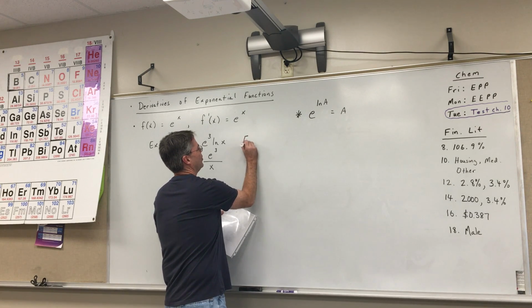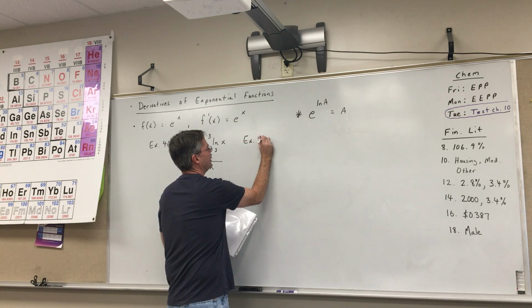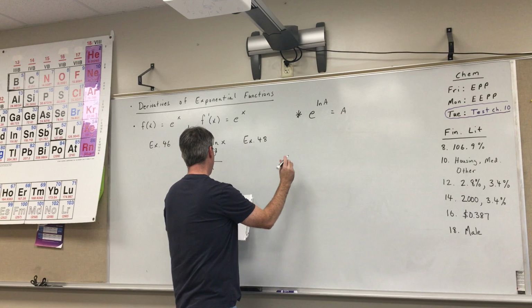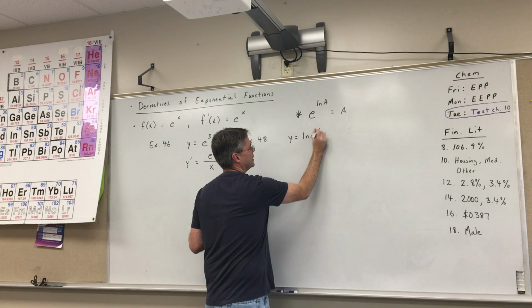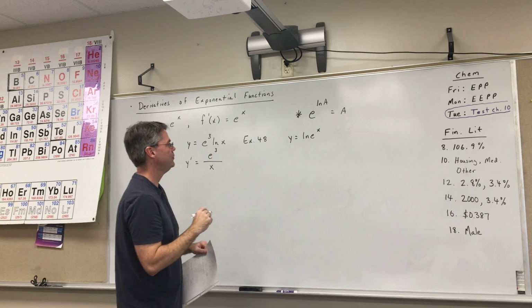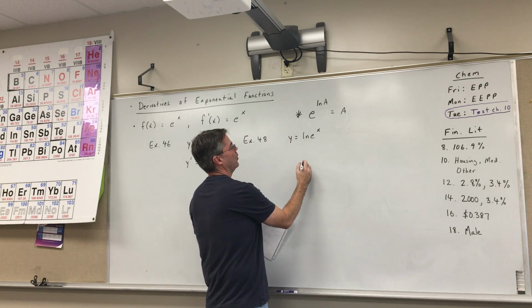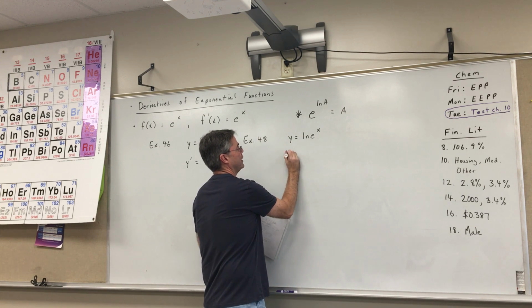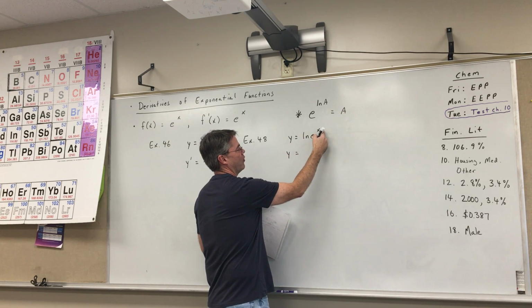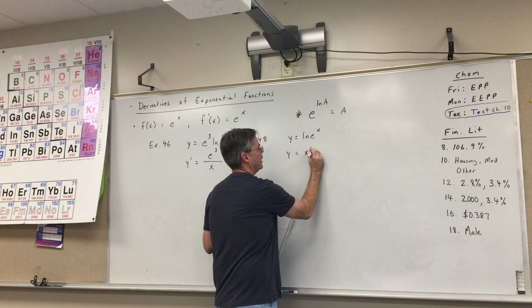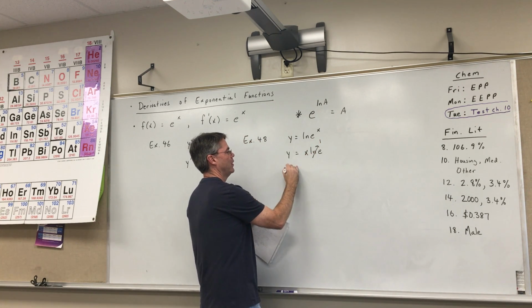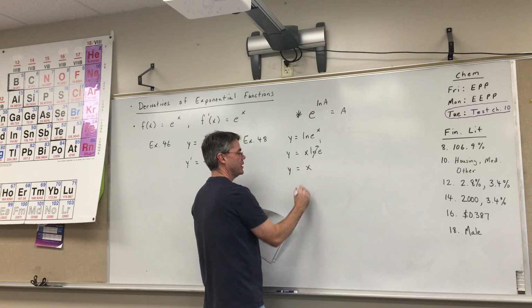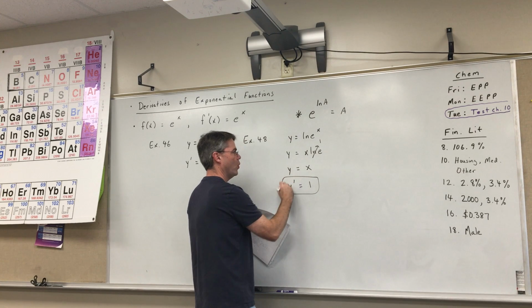Our last example is 48. We have y is equal to the natural log of e to the x. Okay, so what you can do is rewrite this. We can bring that x out front as a coefficient. X times the natural log of e. The natural log of e is just 1. So y is equal to x, and y prime would then just be 1.